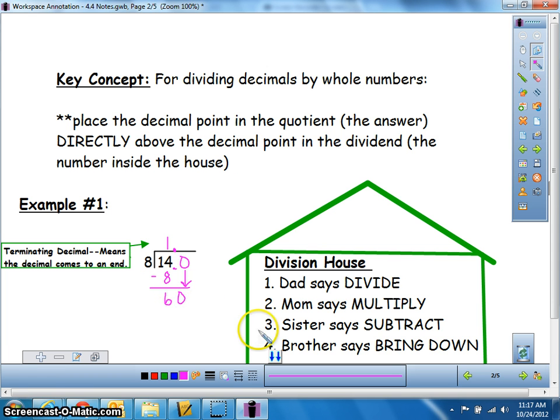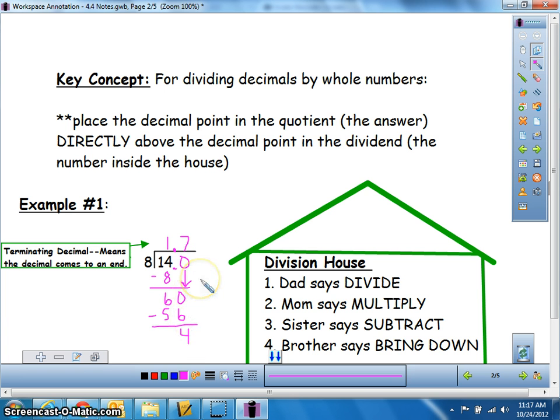So how many times, now we start all over. Dad says divide. How many times can 8 fit into 60 without going over? Well, I know that 8 times 7 is 56. There's not enough room for any more in there. So 7 is going to be my next number. Mom says to multiply. I already said that 8 times 7 is 56. So I'm going to put that number down here. And then we're on to Sister says subtract. So 60 minus 56 would be 4. And Brother says bring down.